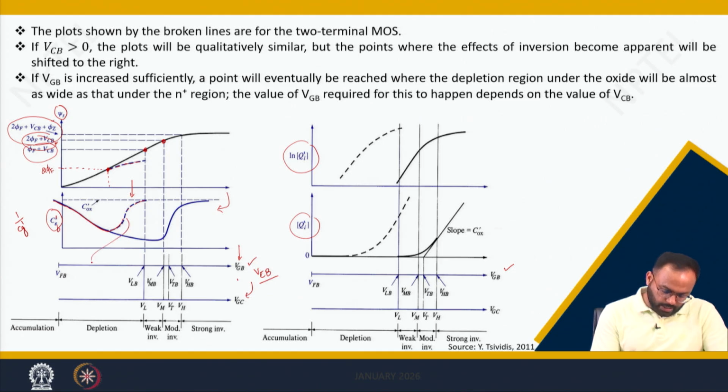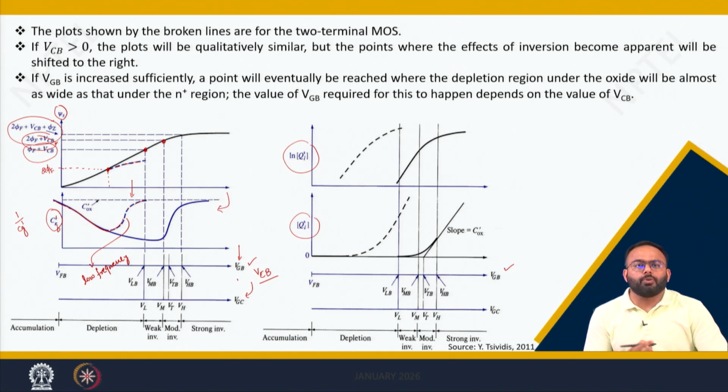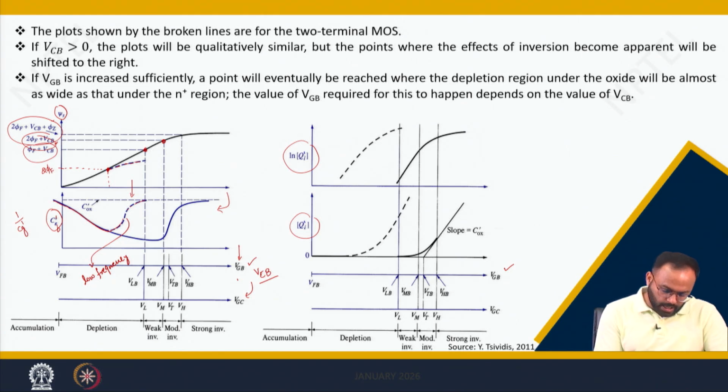This dotted line is for 2-terminal MOS and for low frequency. We argued that when you increase the frequency of the signal, the charge carriers will not get enough time to respond, and hence the capacitance stays at the minimum for high frequency. This is the case when the inversion charge is not connected with the external environment, because the inversion charge in 2-terminal MOS was only coming from the body due to generation and recombination.